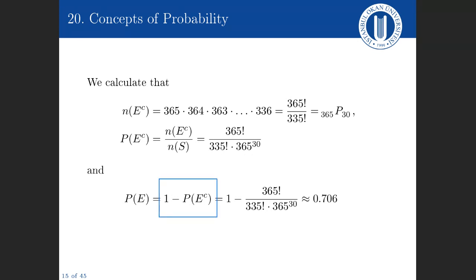I will leave it for you to calculate, but this is approximately 0.706, or approximately 70.6%. In a class of 30 students, the probability that at least two students have the same birthday is approximately 70%.